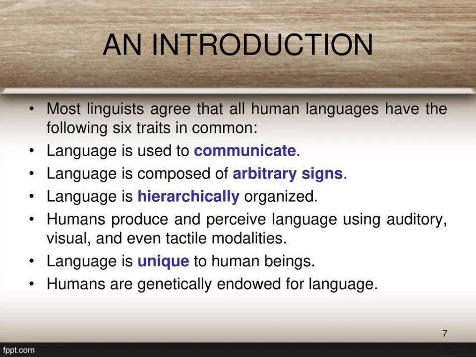Most linguists agree that all human languages have the following 6 traits in common. Language is used to communicate. Language is composed of arbitrary signs. Language is hierarchically organized. Humans produce and perceive language using auditory, visual, and even tactile modalities. Language is unique to human beings. Humans are genetically endowed for language.